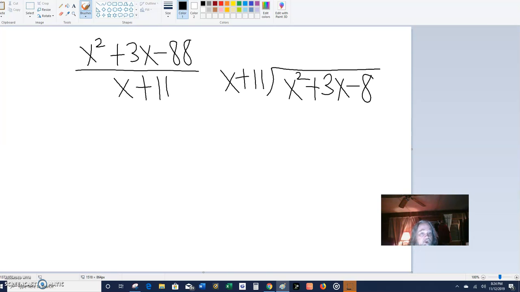To get the first term in our answer, you take your first term underneath the house and divide it by the first term in your divisor. So when we use the quotient rule and subtract the exponents, that will give us x for the first part of our answer.